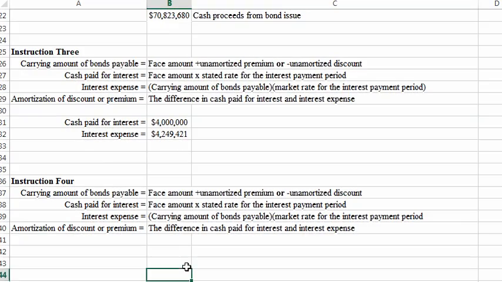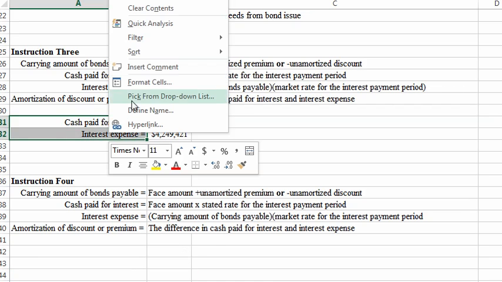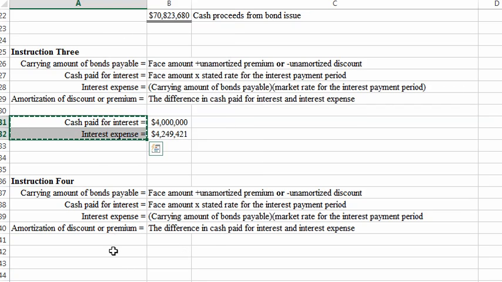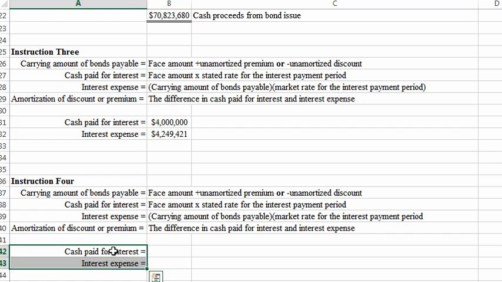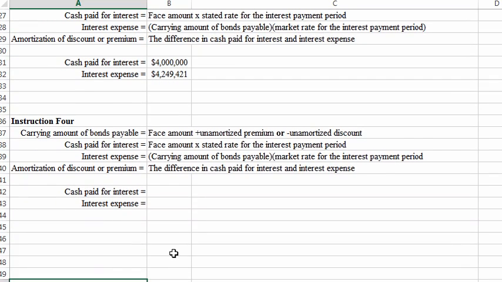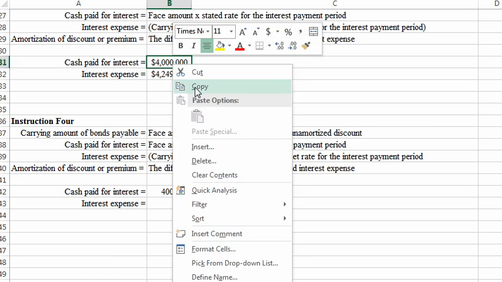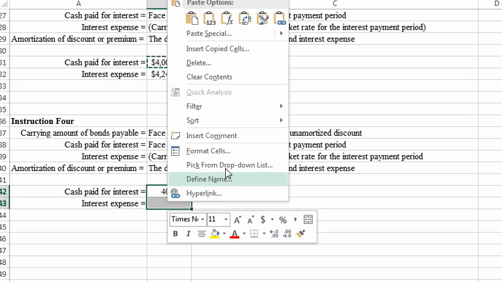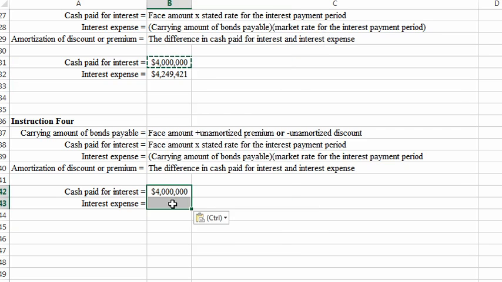Okay, similar deal here. It's the same thing, it's just a little extra step. We're a little further along. Cash paid for interest is not going to change. It's 80 million times half the stated rate, which is 5%.